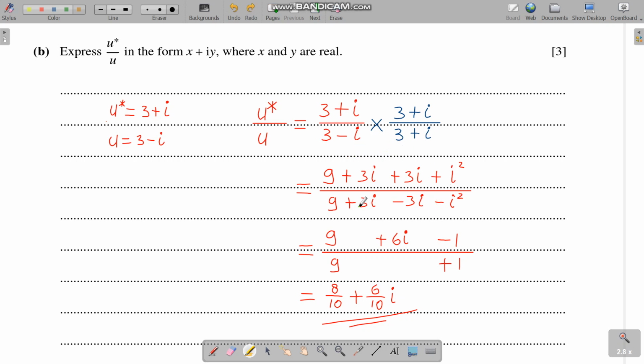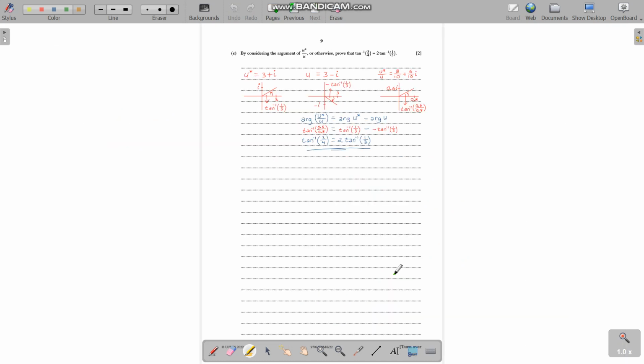And if we're doing it right, something will cancel out because it's the difference of two squares. And i squared is actually minus 1, so we get minus 1 here. Again, i squared is minus 1, so minus minus 1 is plus 1. And if we simplify 3i plus 3i, that is 6i. So in the simplest form, we have 9 minus 1, which is 8, and we divide by 9 plus 1, which is 10. So 8 over 10 plus 6i over 10.